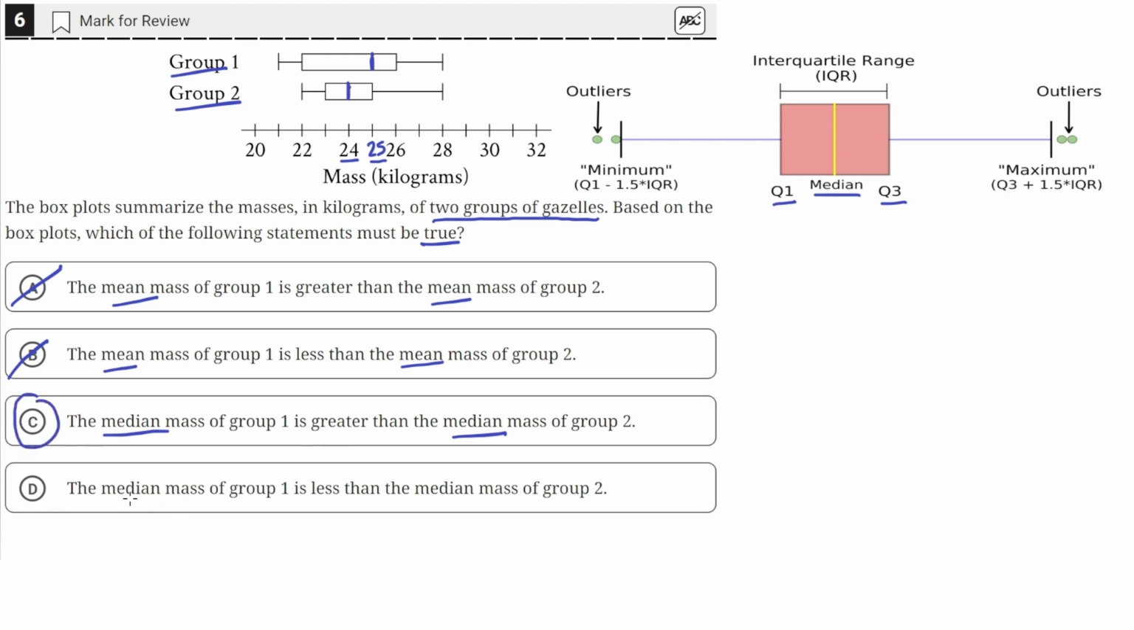And if you look at answer choice D, it says the median of group 1 is less than the median of group 2. But in actuality, the median of group 1 is larger, because this line here is further to the right than group 2's. It's saying that the median mass is 25, but group 2's median mass is only 24. So D is wrong, and C is the correct answer. The median of group 1 is greater.